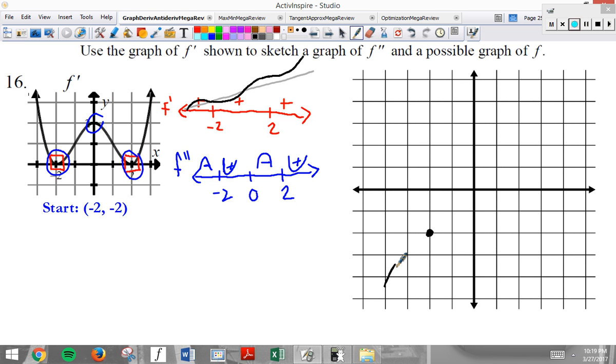So, concave down. I faked out myself. Concave down and increasing. Concave up and increasing. Concave down and increasing. Concave up and increasing. You don't have to have it that sharp. Oh man. That's good. Just this weird thing.